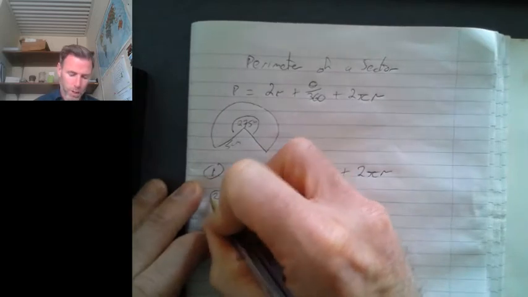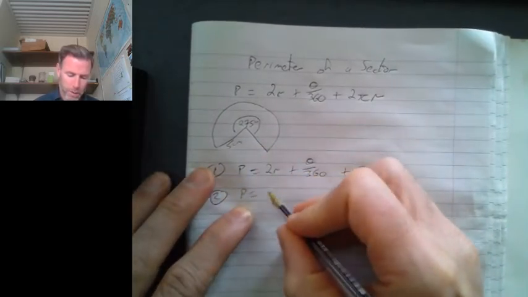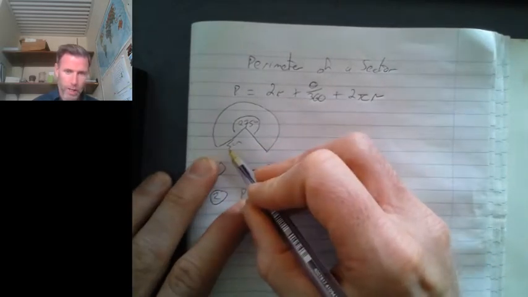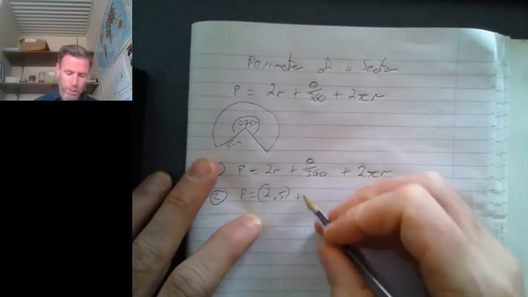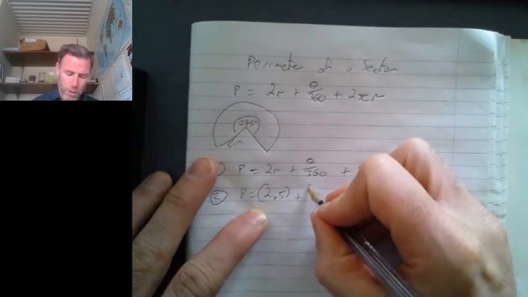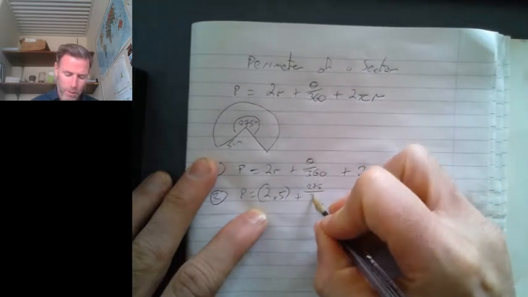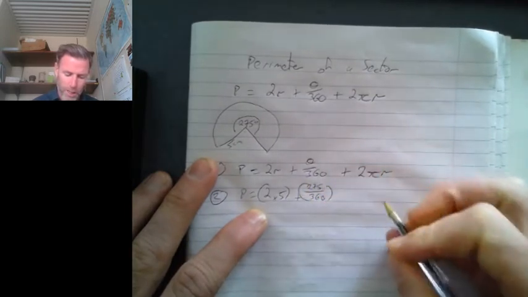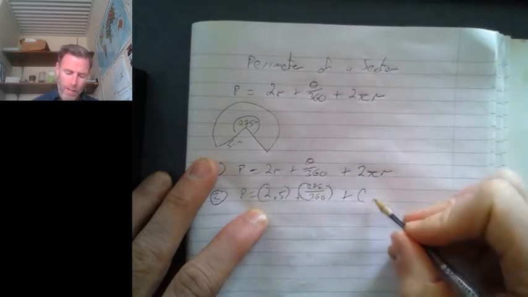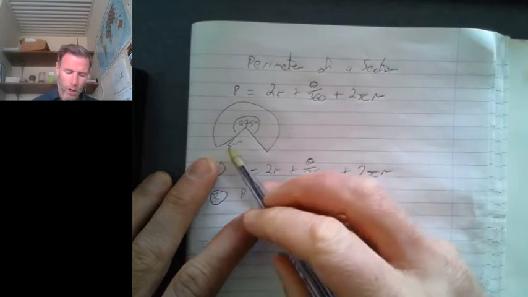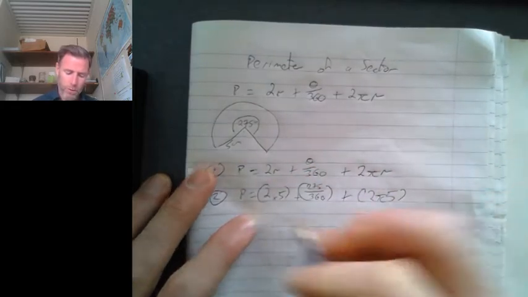Secondly, what we always do is we substitute. So P is equal to 2 times the R here, which is 5, plus, ideally we can put brackets around this, the degree here, 275 divided by 360. Again, you can put brackets here if you wish, plus 2 pi, and again R here is 5. So we do all this.